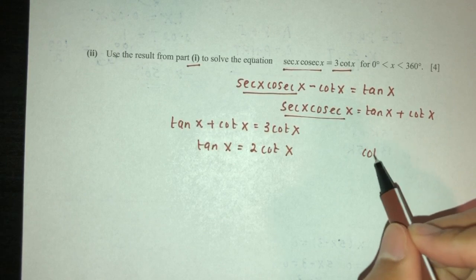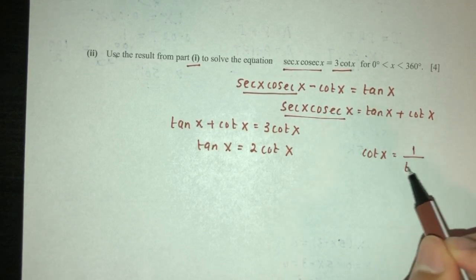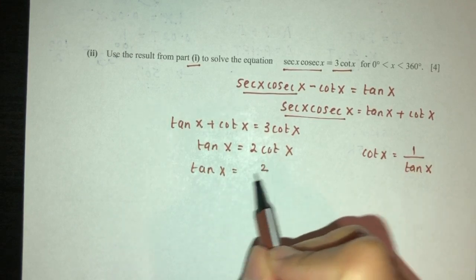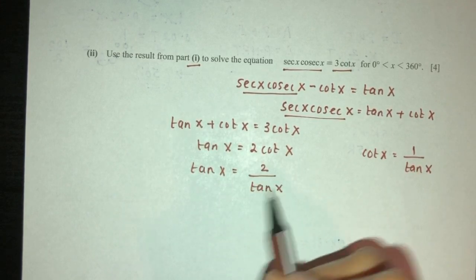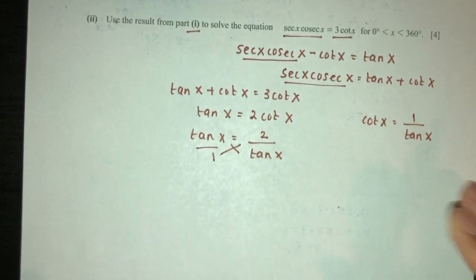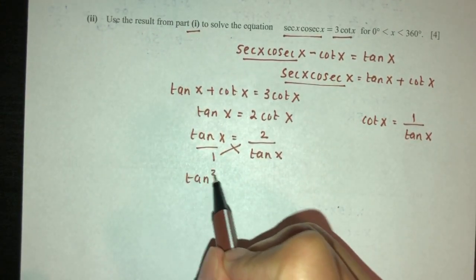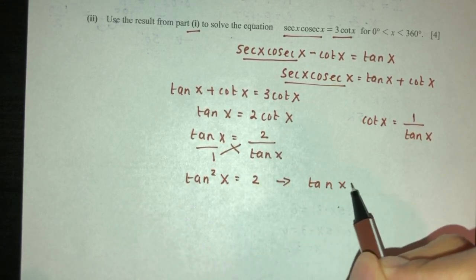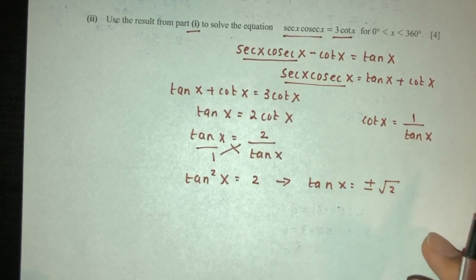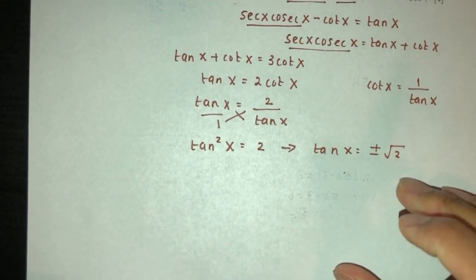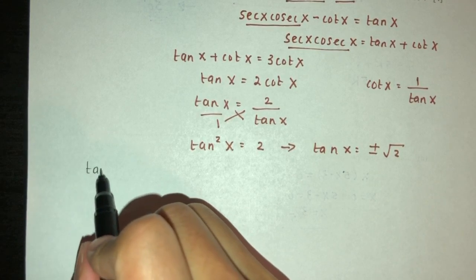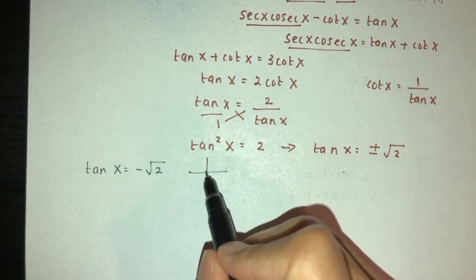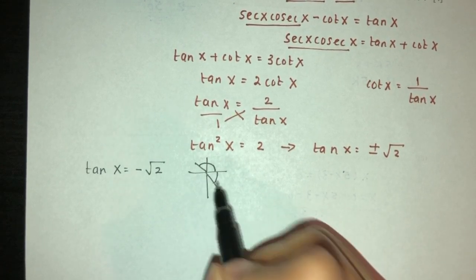Now what is cot x? Cot x is just 1 over tan x. So you will have tan x equal to 2 over tan x. Then we have to cross multiply. So you will have tan square x is equal to 2. From this you will have tan x is equal to plus minus root 2. So first let's take the minus value. So let's say tan of x is minus root 2. Now for negative value of tan, it will be in your second quadrant and your fourth quadrant.